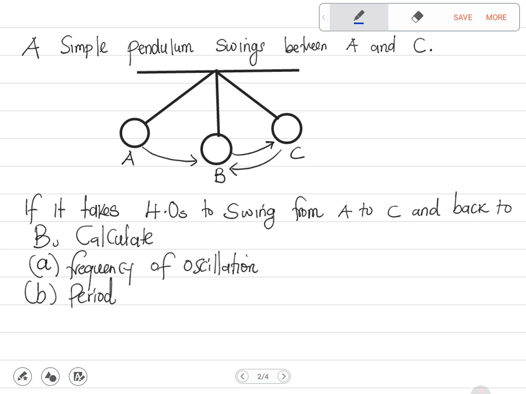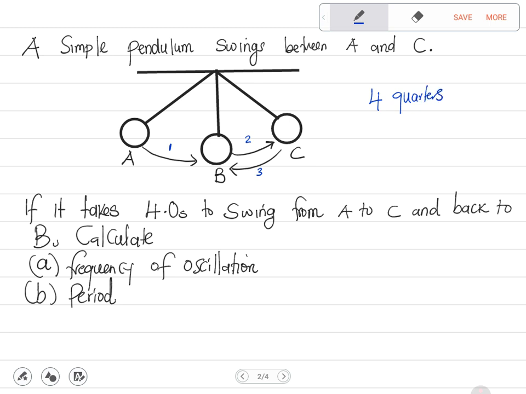So the first thing that we need to understand is that there are 4 quarters of oscillation. The first quarter is when it goes there, and then coming back, coming back. So there's 1, 2, 3, and the fourth one is when it goes back there. So we can see that there are 4 quarters.